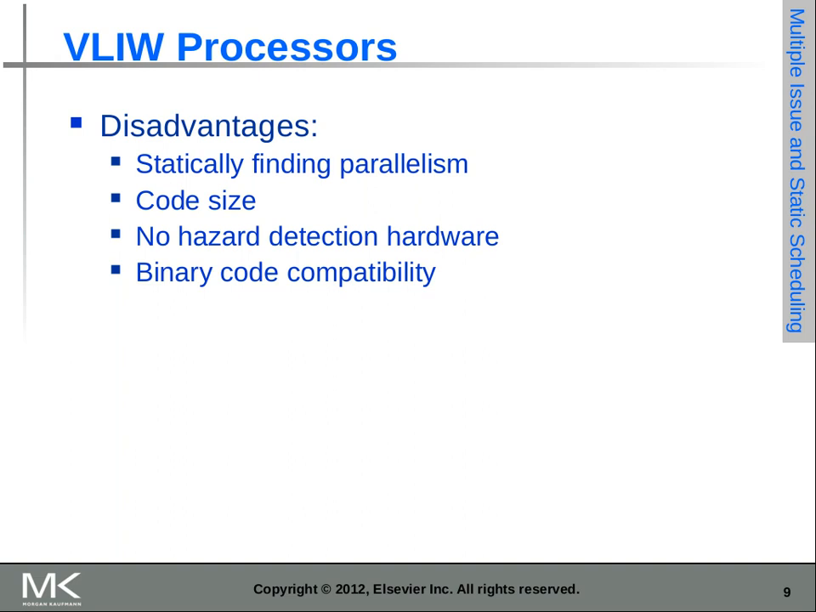Disadvantage, it turns out to be really hard to statically find the parallelism. Your code size will increase. They found between 30 and 40%. No hazard detection in hardware, so the compiler had to do everything. And then binary code compatibility, because if you want to increase the size of your very long instruction word, you have to recompile all your code.